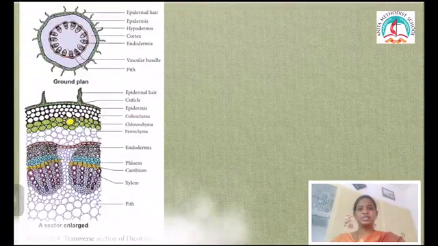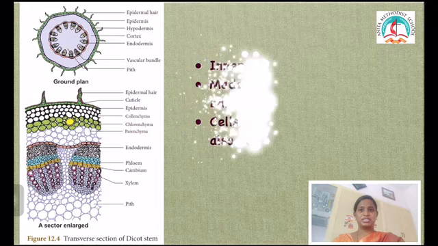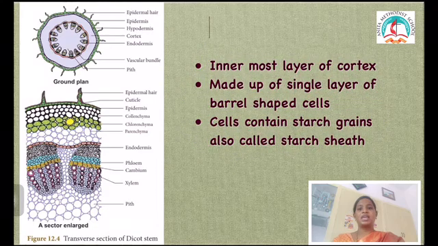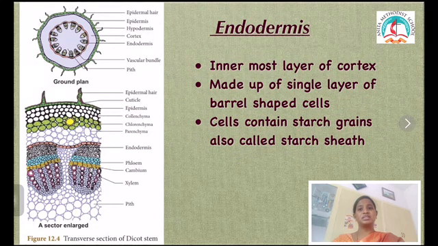The next structure is endodermis. Endodermis lies inner to the cortex. See, the single layer is endodermis. It is made up of barrel-shaped cells and the cells contain starch grains. So it is also called starch sheath.